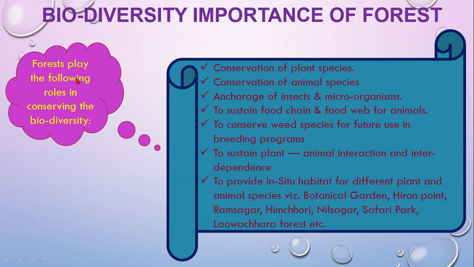So forest plays the following roles in conserving biodiversity: conserving plant species, animal species, even insects and microorganisms, and sustaining, that means maintaining, the food chain and food web for animals; conserving wild species for future use in breeding programs; sustaining plant-animal interaction and interdependence; and providing in situ habitat for different plant and animal species, like Botanical Garden, Hiron Point, Ramsagar, Himchori, Nil Sagar, Safari Park, and Lawachora Forest, which are all examples of biodiversity.